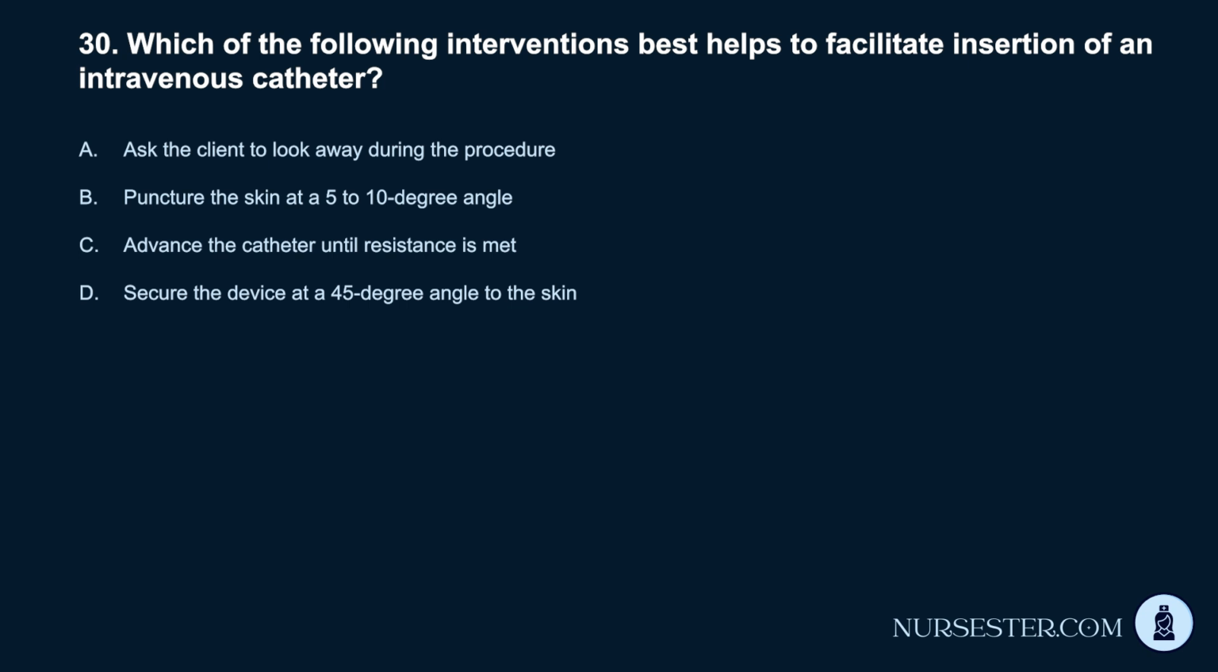30. Which of the following interventions best helps to facilitate insertion of an intravenous catheter? A. Ask the client to look away during the procedure. B. Puncture the skin at a 5 to 10 degree angle. C. Advance the catheter until resistance is met. D. Secure the device at a 45-degree angle to the skin. Correct answer, C. Advance the catheter until resistance is met.